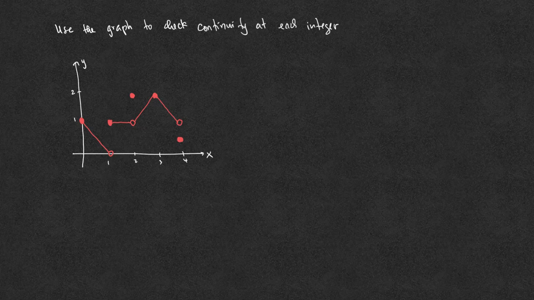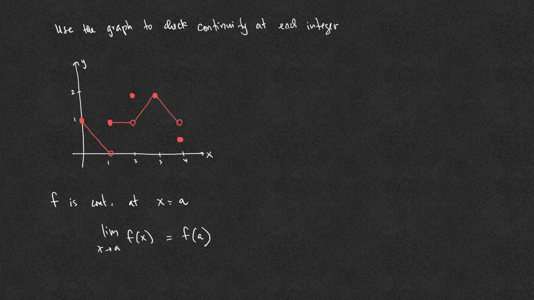Use the graph to check continuity of the function at each of the integers in the domain. Recall that f is continuous at x equals a only if the limit as x approaches a of f of x equals f of a. The limit needs to exist, meaning the left and the right-hand side limits exist, and the limit needs to be the same as the value of the function at the point it is approaching.